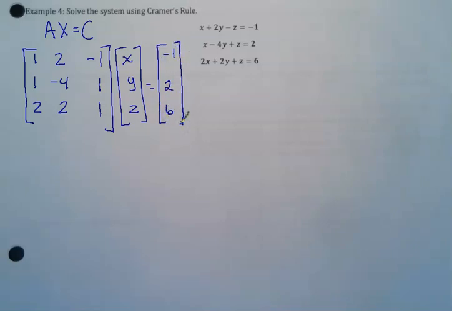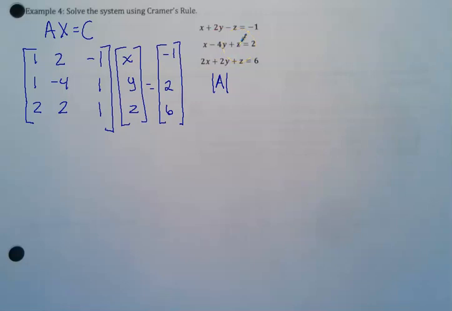Because this is a 3 by 3, it is going to require a little bit more work, because we have to find the determinant of A. We're going to find the determinant of A, the determinant of A sub x, the determinant of A sub y, and a determinant for A sub z. So let's start with the determinant of A.